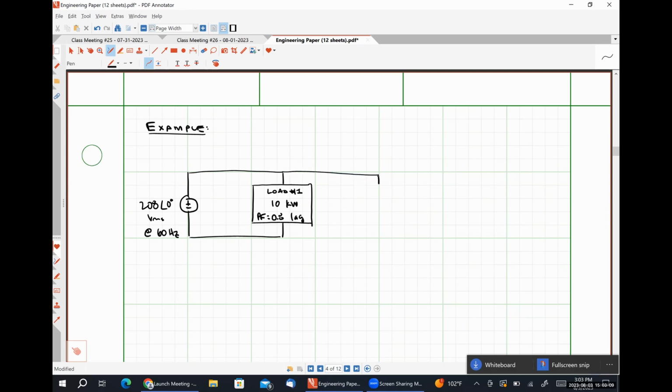And then our second load is going to draw 8 kilovolt amperes at a power factor of 0.95 leading.